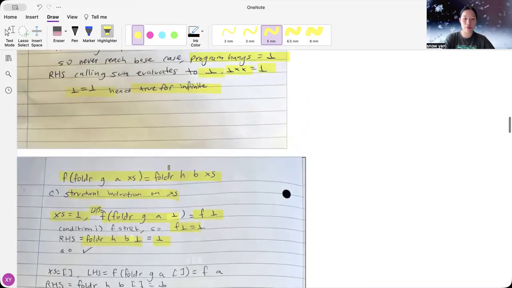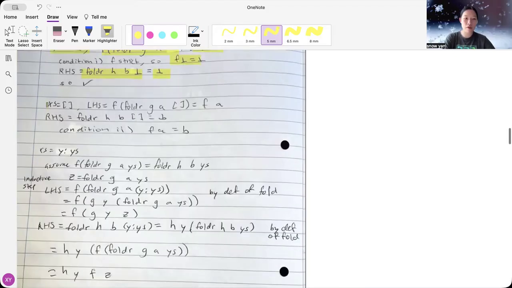And it's true. For the second part, if x's was the empty list, then the left-hand side would be this thing, which the fold of this would just by definition be A, so it would be f of A. And the right-hand side would be fold of this empty list, which would just be B. So then our condition two would just be f A is equal to B.